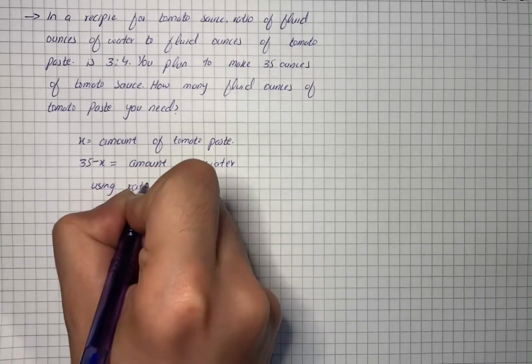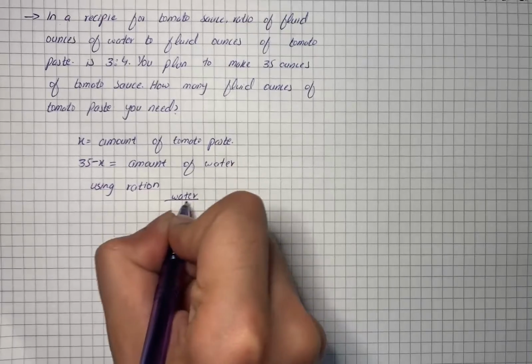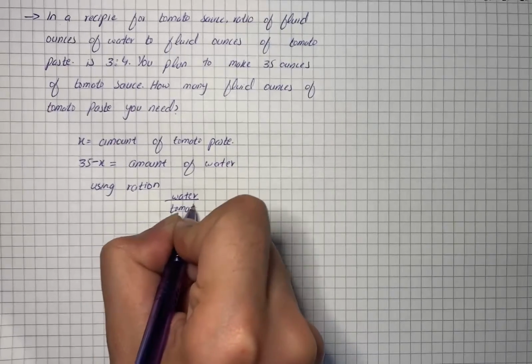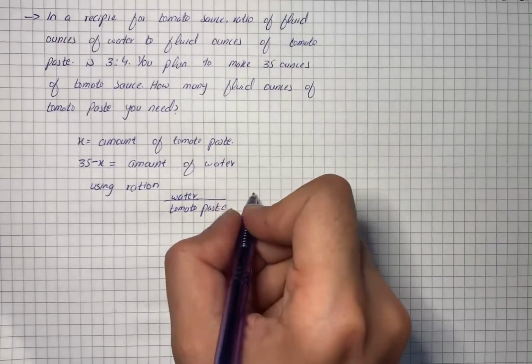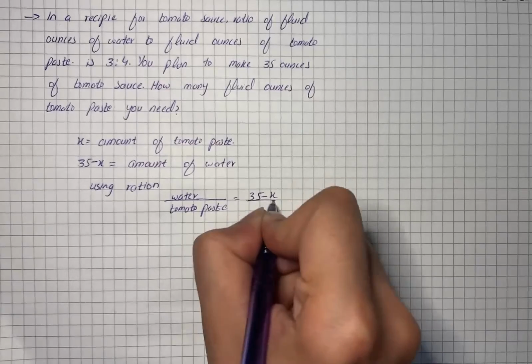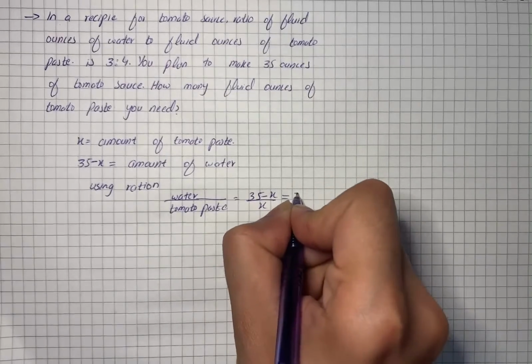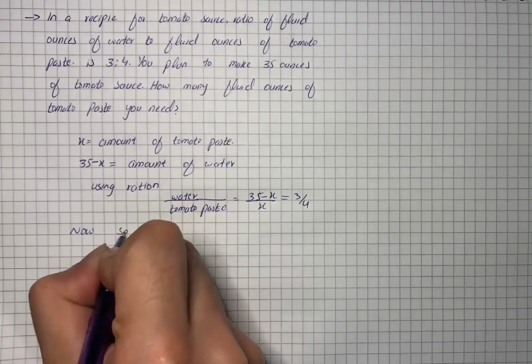Using the ratio, water over tomato paste. Right? We will use the ratio. It will give us 35 minus X over X equals 3/4. Now solve for X.